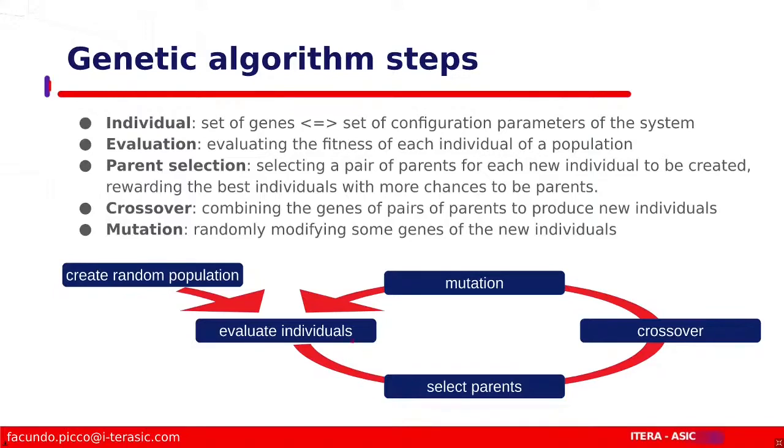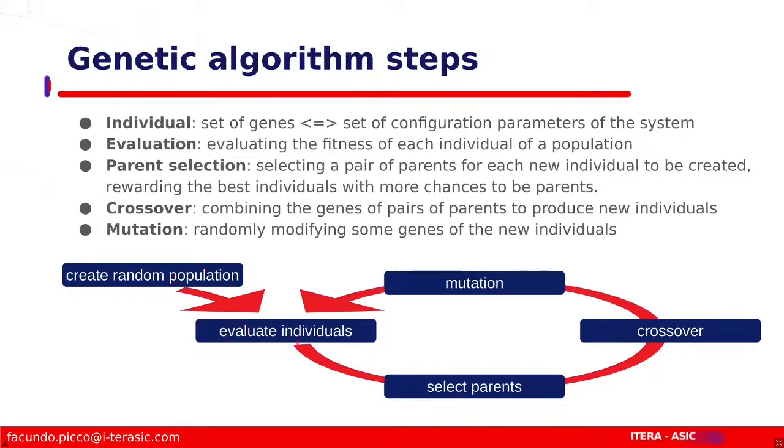It is an iterative process. We can see it down there. And it all starts with a random population of individuals. And what is an individual? It's a set of genes, which is not the same, but equivalent, to a set of configuration parameters of the system. For example, 2 soft iterations, 10 hard iterations, and a resolution of 5 bits or whatever. A combination of values for each parameter is an individual. So we start by creating a random population.